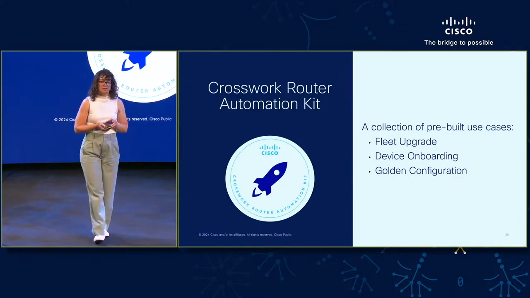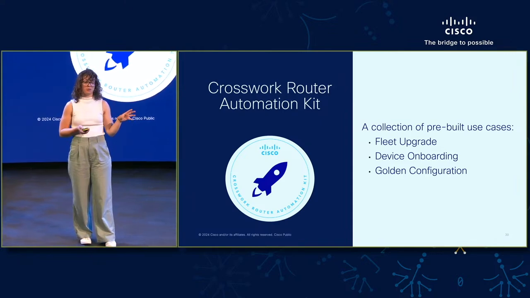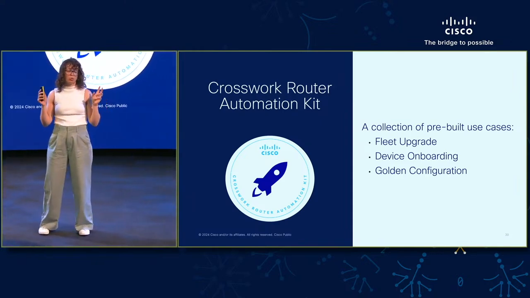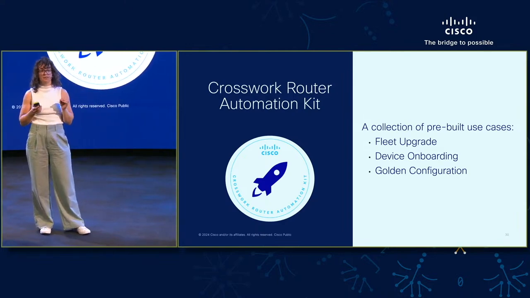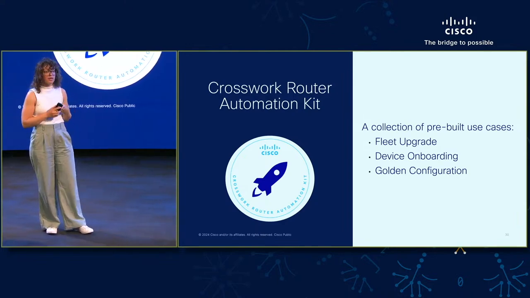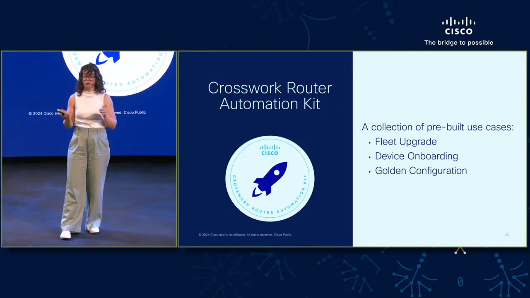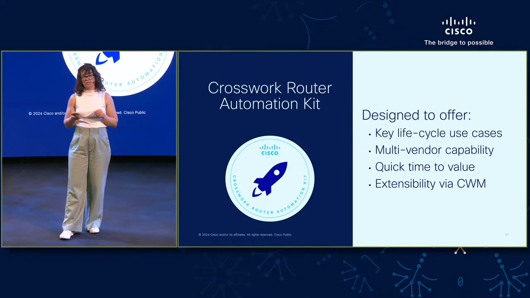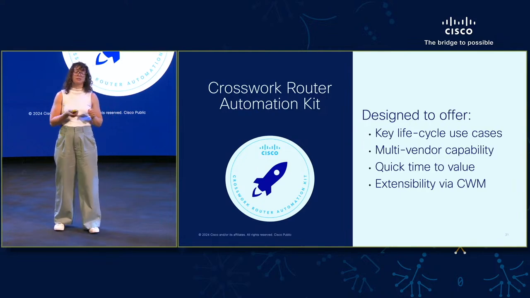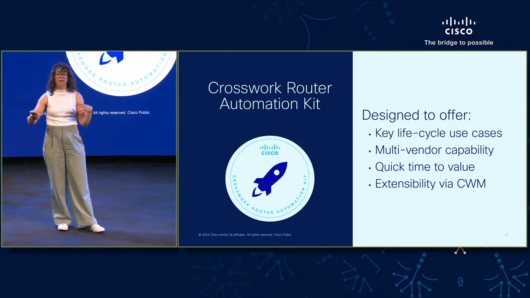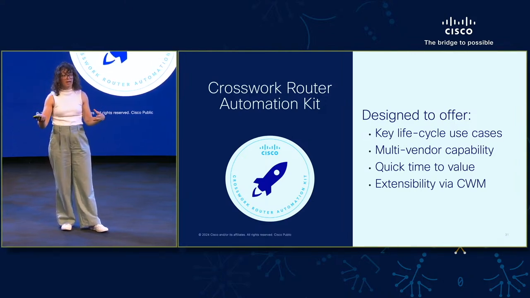So what are we trying to do here? We're trying to address specifically those problems by building a kit of 3 pre-built common use cases. These are fleet upgrade, device onboarding, and golden configuration. These are the first 3 that we're focusing on. And what are they supposed to do? These are our key lifecycle use cases. These are the use cases we know people are using every day. From speaking with you all, these are the ones that we heard over and over again.